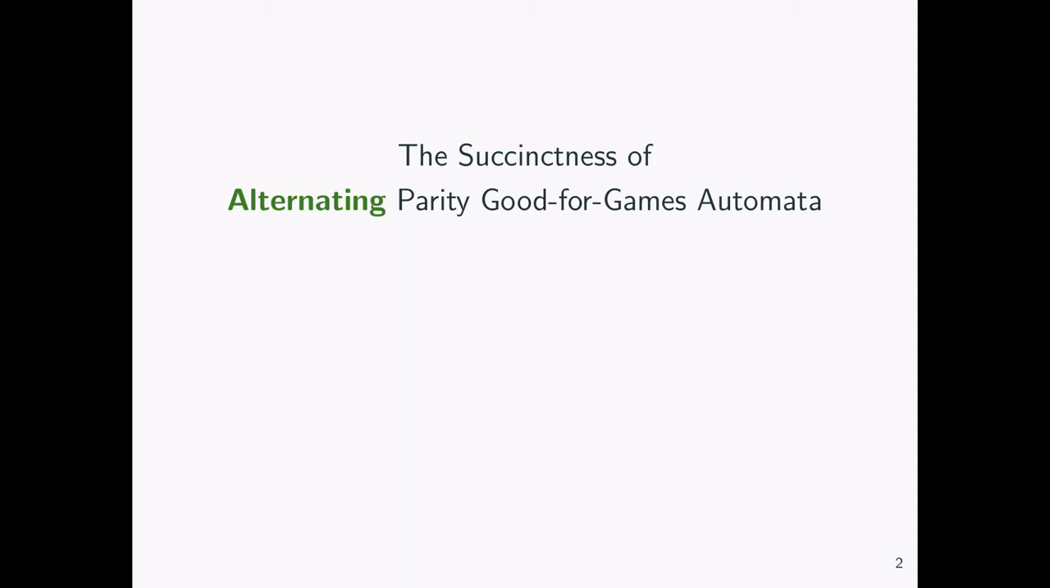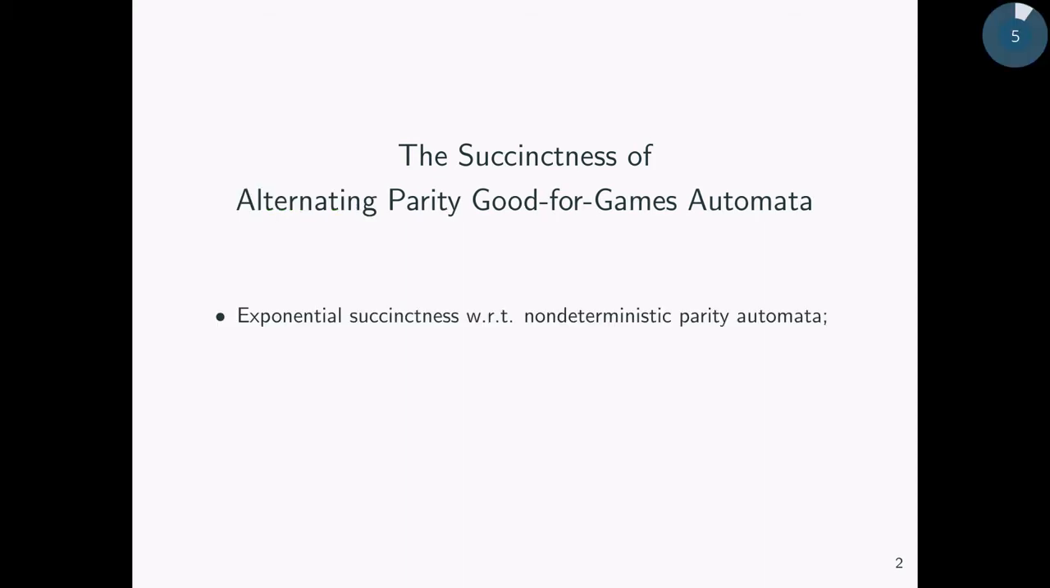So alternating automata allow for very succinct representations of languages, while good for games automata allow for good algorithmic properties. In this talk we study how these two things combine, how combining alternation and good for gameness affects the succinctness of automata representations. We show that good for games alternating parity automata are exponentially more succinct than non-deterministic parity automata or indeed universal parity automata.